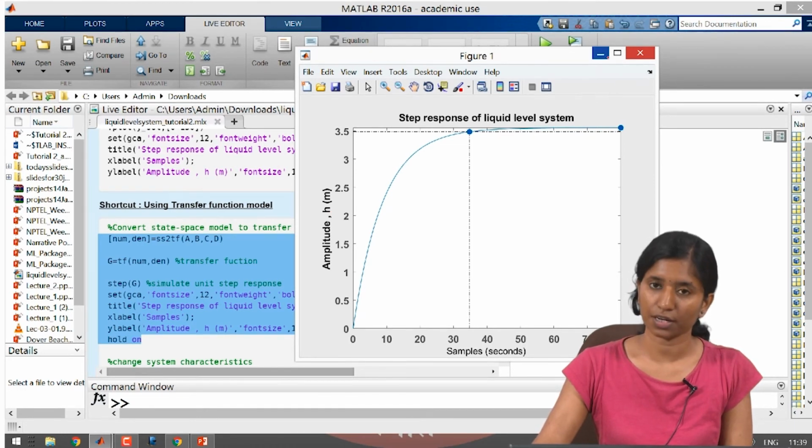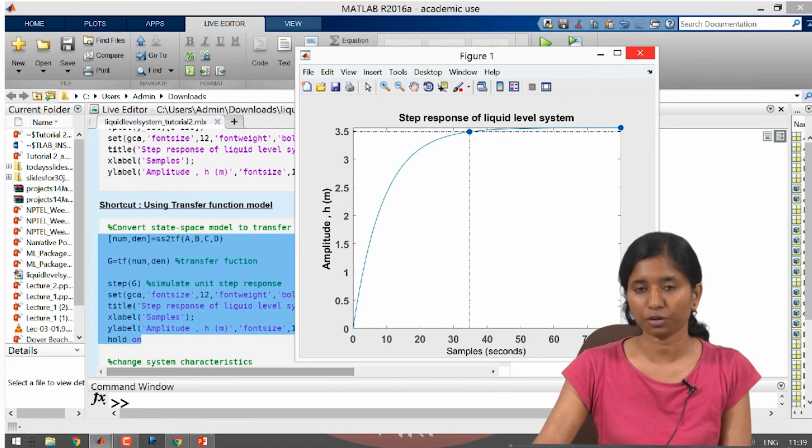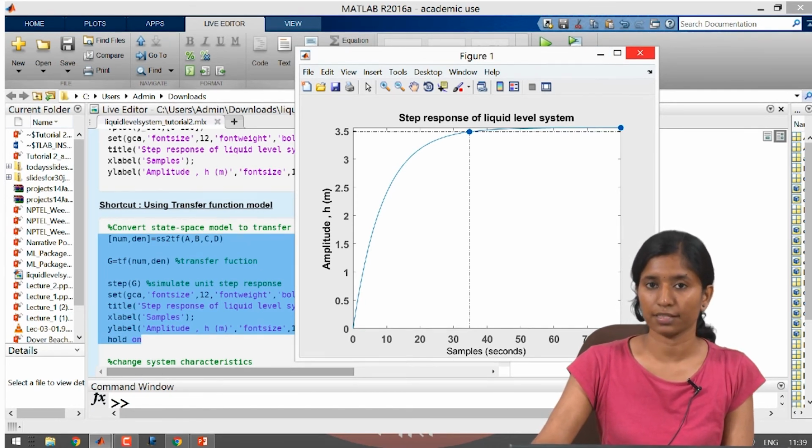So, once we have the transfer function, it is enough to explain the entire dynamic behavior of a process, and for all the further analysis that is yet to come in our course, we will be only using this transfer function to model the system.